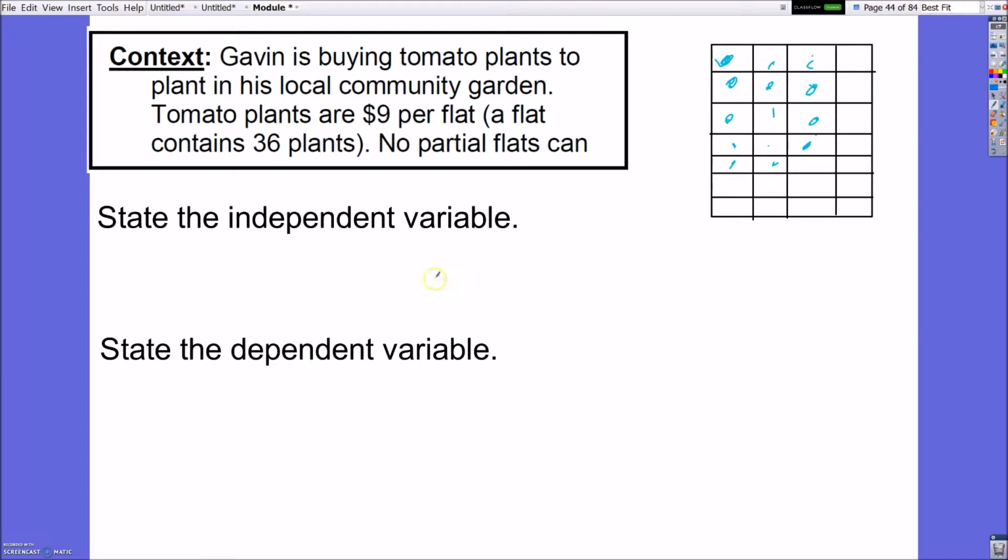So it says state the independent variable. It's the number of flats you buy. Remember, those are just the tomato plants. Now state the dependent variable. It's the total cost.